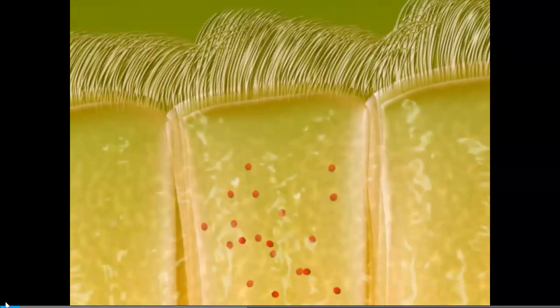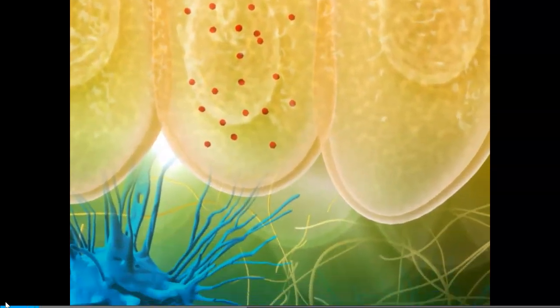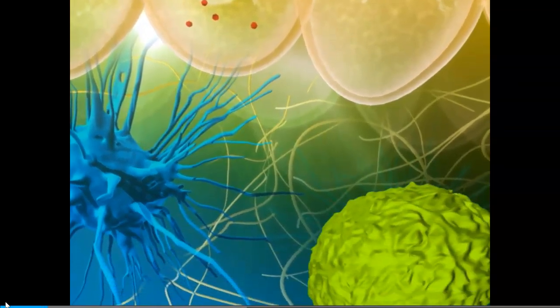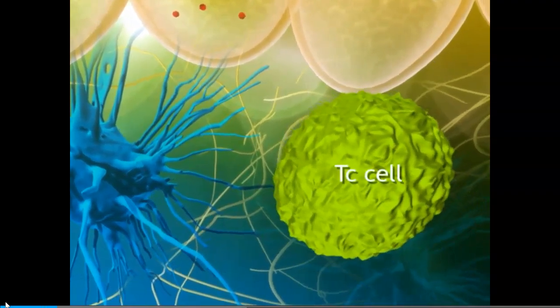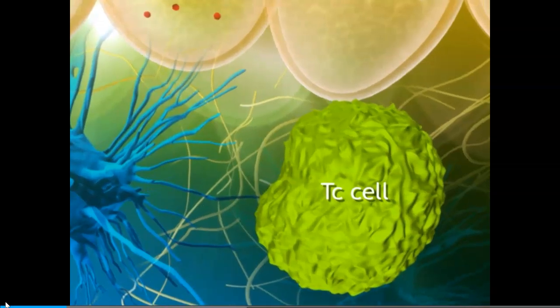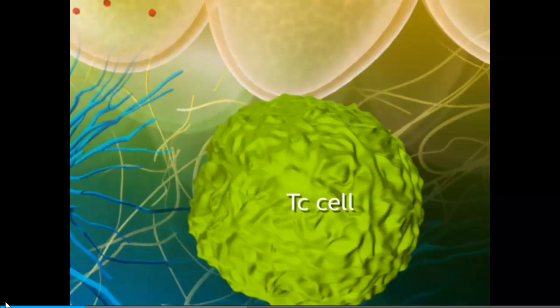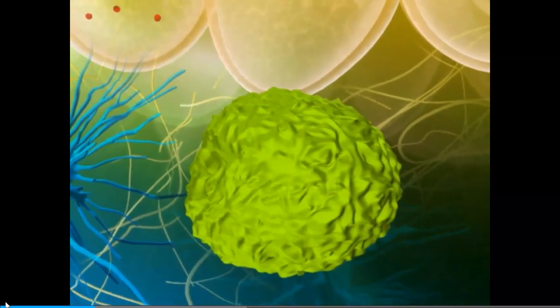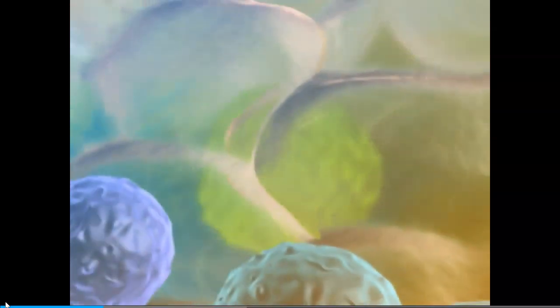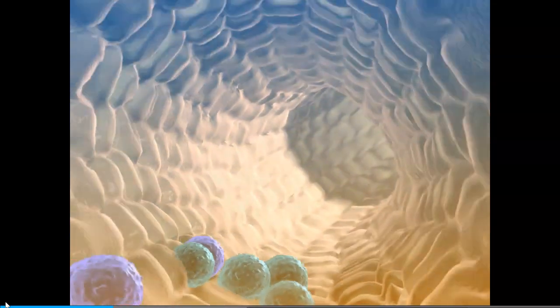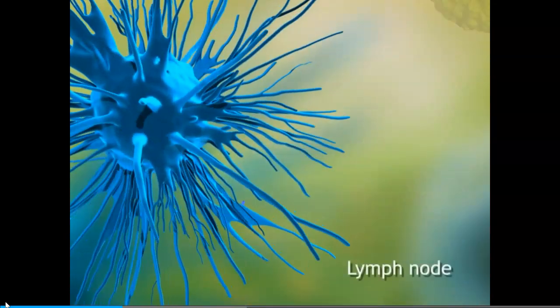But what about the rhinoviruses that are already inside our patient's cells? Another type of adaptive defense cell, called a cytotoxic T cell, can locate and destroy rhinovirus-infected cells. It provides cell-mediated, or cellular, immunity. Let's return to our patient's lymph node to see how cytotoxic T cells become activated.